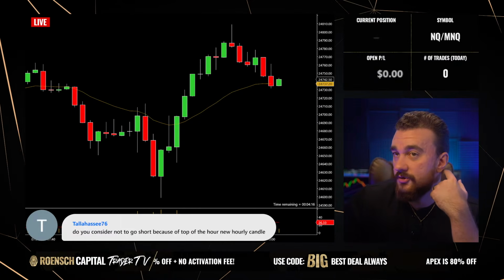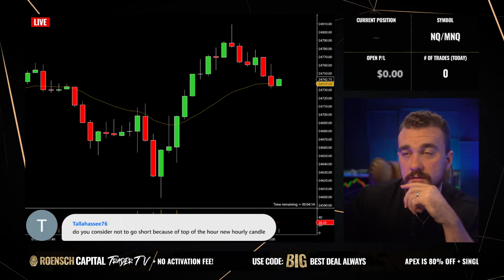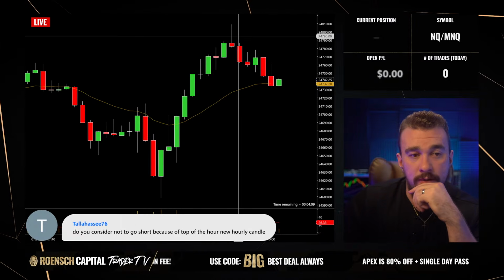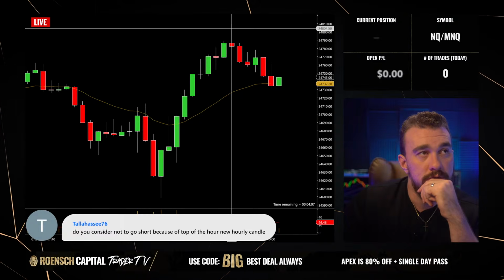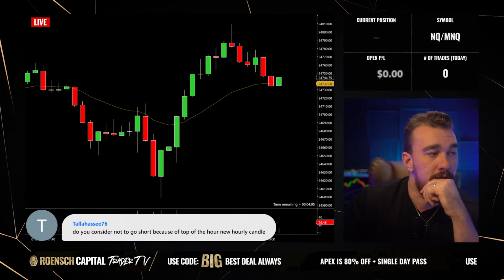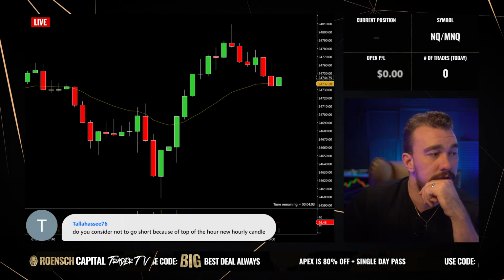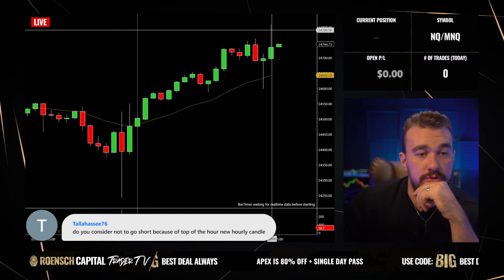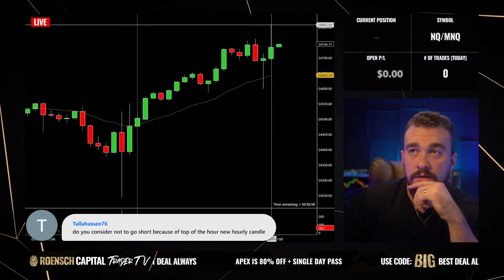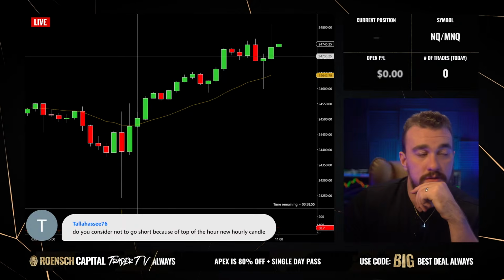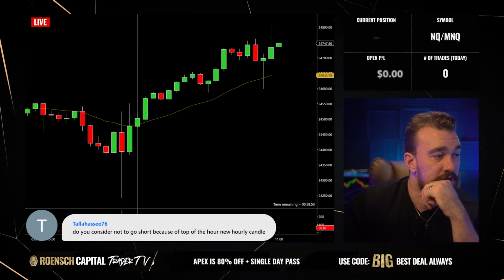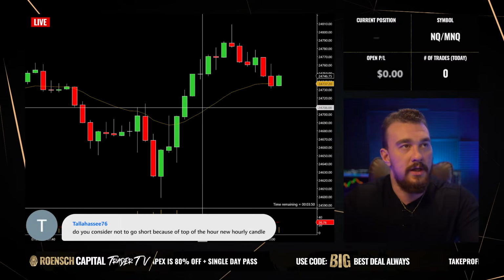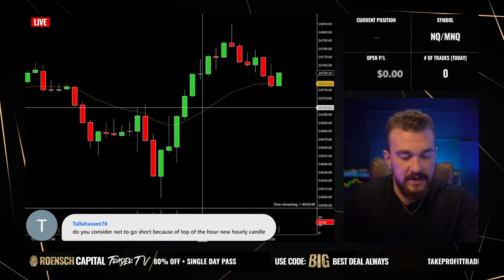Tallahassee, do you consider not to go short because of the top of the new hourly candle? No, I'm not looking at the hourly. But if we pull it up, you're talking this or this, the close. I don't know what you're talking about, but no, the answer is no. I don't look at an hourly chart, at least not intraday. I look at the 5-minute, the 2-minute, the 1-minute, the daily.